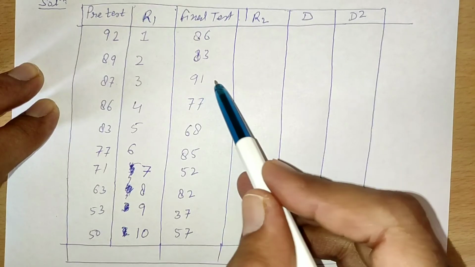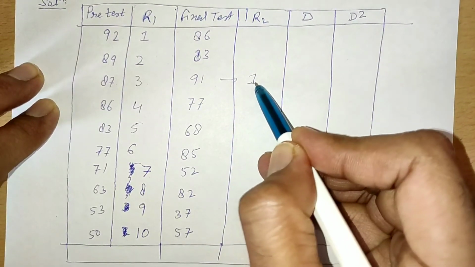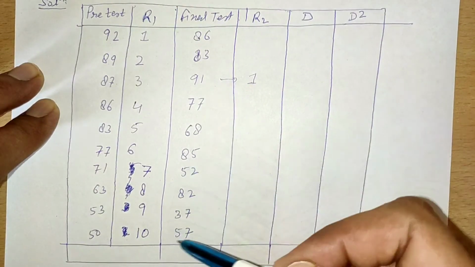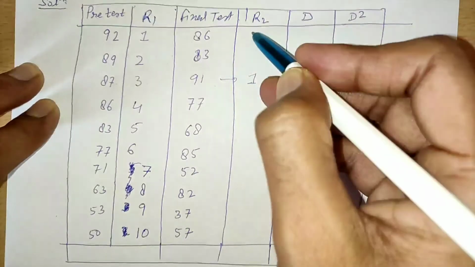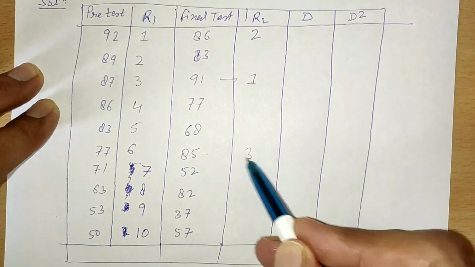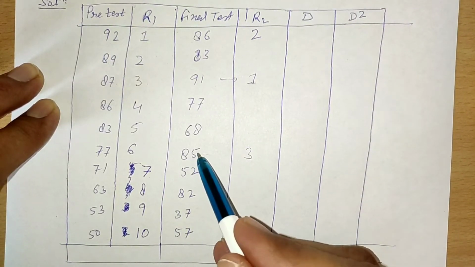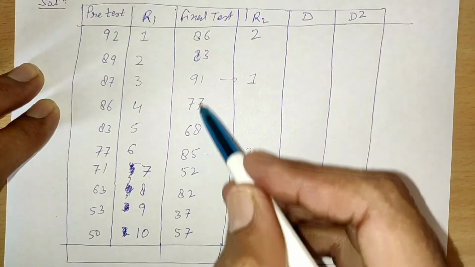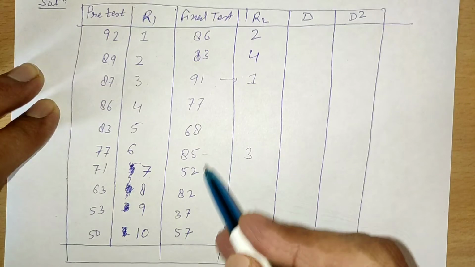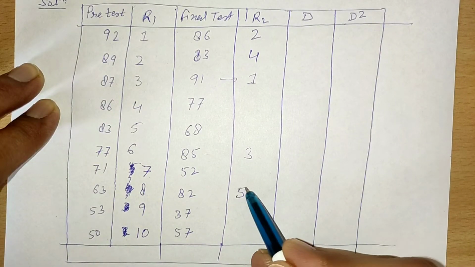The highest number is 91, so you can assign rank 1 to this number. The next highest number after 91 in this list is 86, so I am assigning rank 2. The next number is 85, so the rank is 3. After 85 you have the number 83, so the rank will be 4. And after 83 is 82, so the rank to this number will be 5.